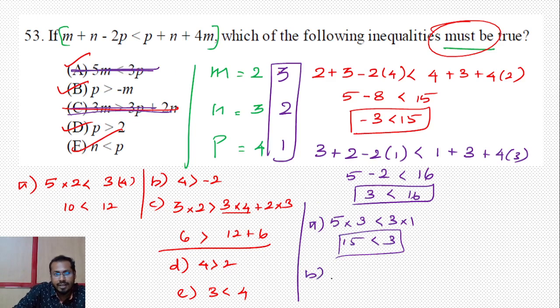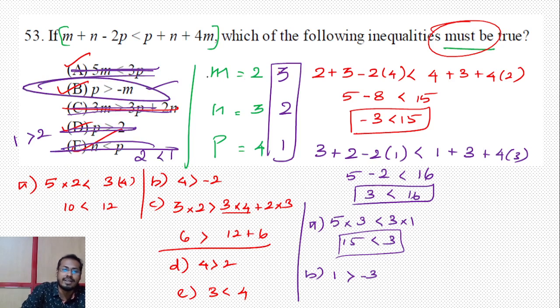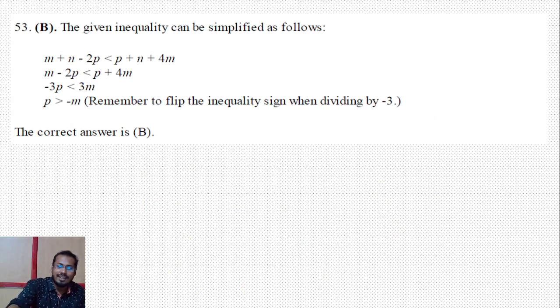Go for option B. What is the p value? 1, and negative m, that is negative 3. This is right. Yeah, option B is okay. Again it was right in the second iteration. Go for D. D is what? Actually the p value is 1 and they say it is greater than 2. No, here it was wrong. And go for E. What is the n value? 2, and p value is 1. The 1 is greater than 2? No, this is also wrong. So here I got the answer. Option B is the right answer. So within 2 iterations, 2 checkings, we can get the right answer in must be concepts, right? So next question.